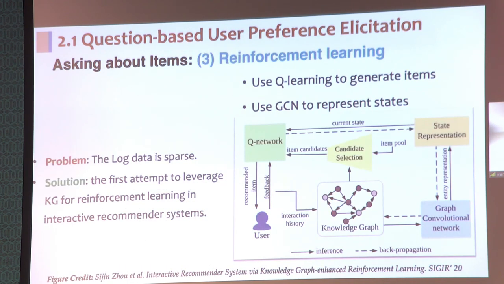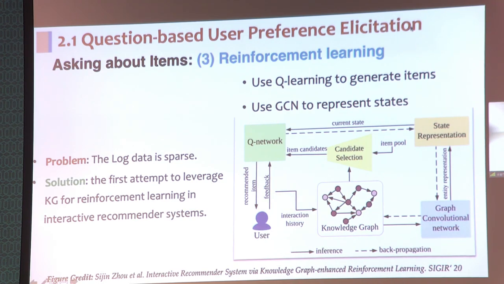Okay, let's come to the third type of method. This type of method uses reinforcement learning. Recall that the previous two methods do not consider the sequential dependency of the conversation turns. But actually, the conversation is a dependent sequence, right? The first turn might affect the second turn, so it's important to build the dependency over the turns, to optimize the long-term reward, which means that during the whole session, we optimize the total number of clicks.